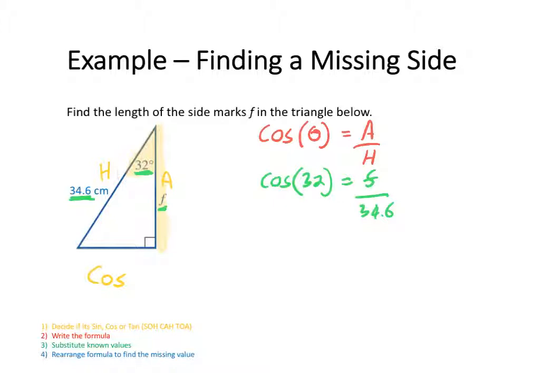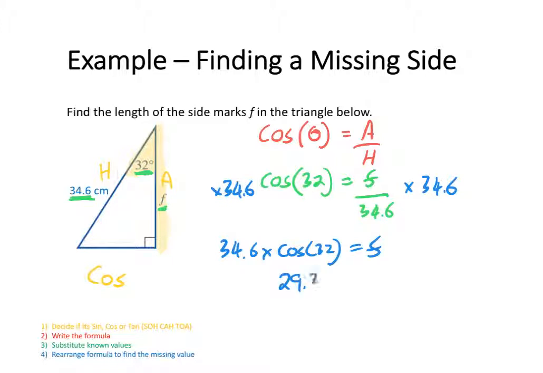So now that I've substituted in my known values, I want to find my missing value of F by rearranging the formula. So at the moment, I'm dividing F by 34.6. So to get F by itself, I want to do the opposite, which is going to be times 34.6. And what I do to one side, I need to do to the other side. So that is going to become 34.6 times cos 32, which is equal to F. So using my calculator, I know that 29.34 centimeters is going to equal F. So I can add that in to my diagram.